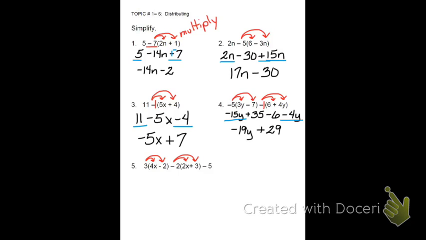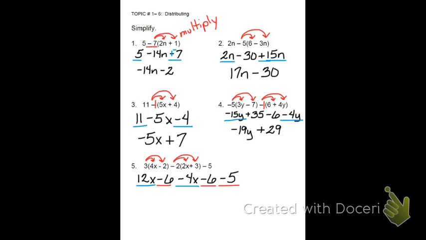3 times 4x is 12x. 3 times a negative 2 is negative 6. Negative 2 times a positive 2x is a negative 4x. Negative 2 and a positive 3 give you a negative 6, remembering your integer rules of multiplication, and leaving the 5 on the end. Combining the like terms, you've got this one with this one. Make sure you take that minus sign with it. And then you're going to have the negative 6, the negative 6, and the negative 5.